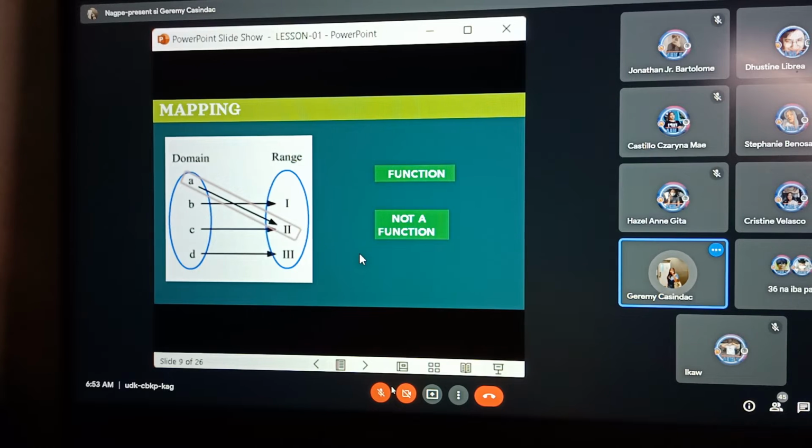So first, we're going to match or take a look at the domain and connect it to the given range. So first we have A and Roman numeral number 2. Next is B and Roman numeral number 1. C and Roman numeral number 2. And lastly, D and Roman numeral number 3.